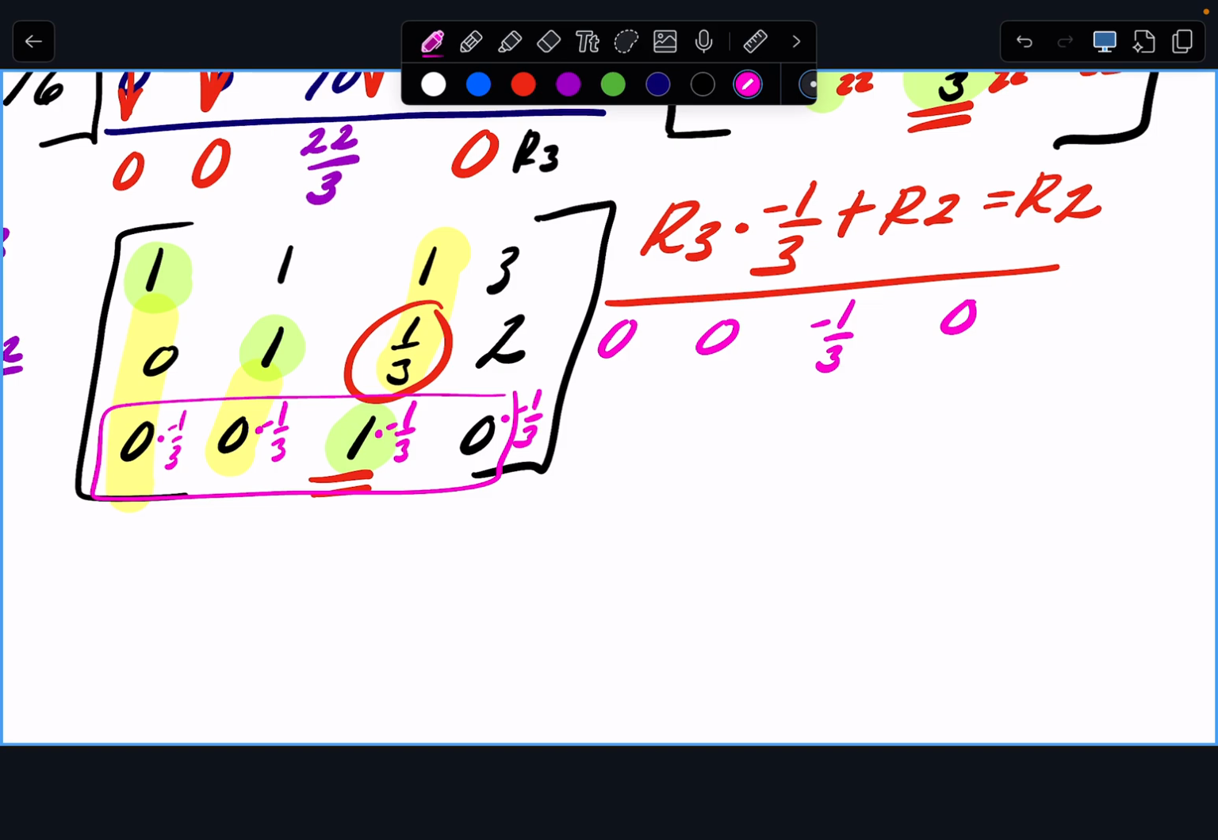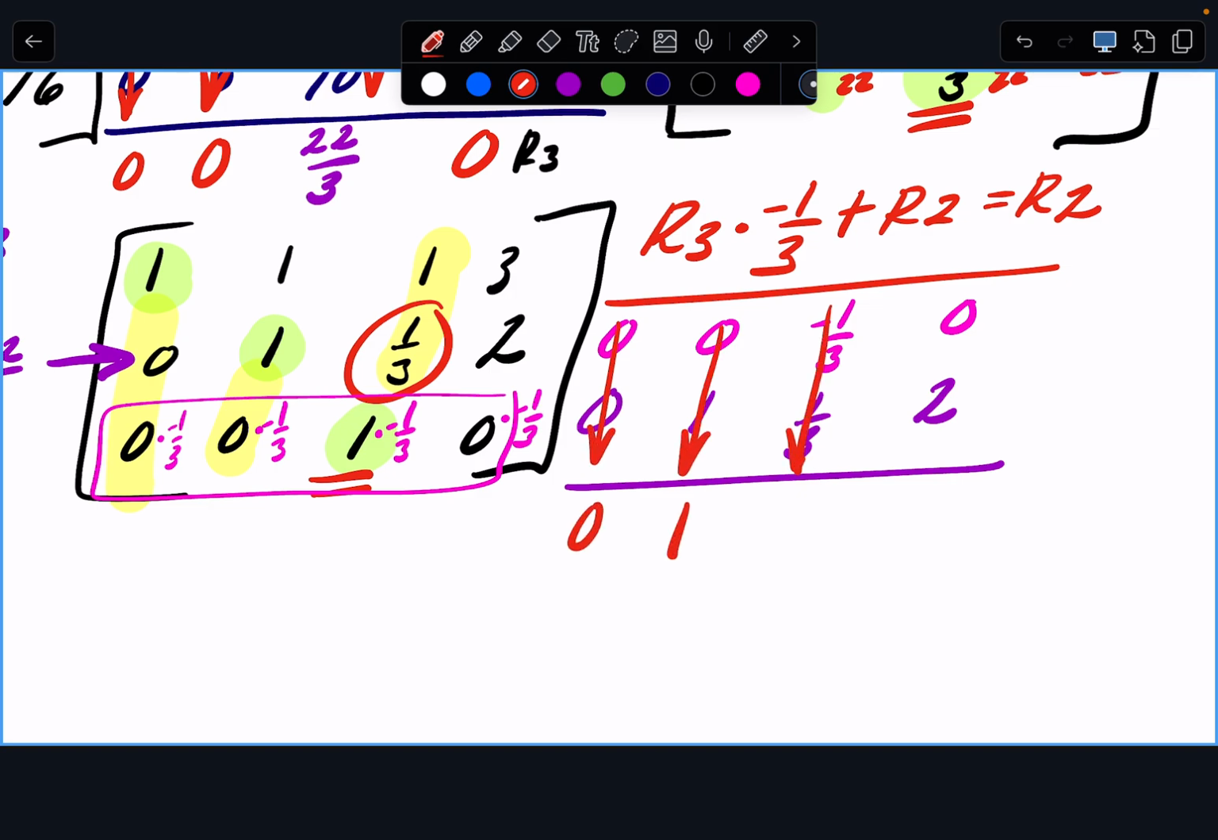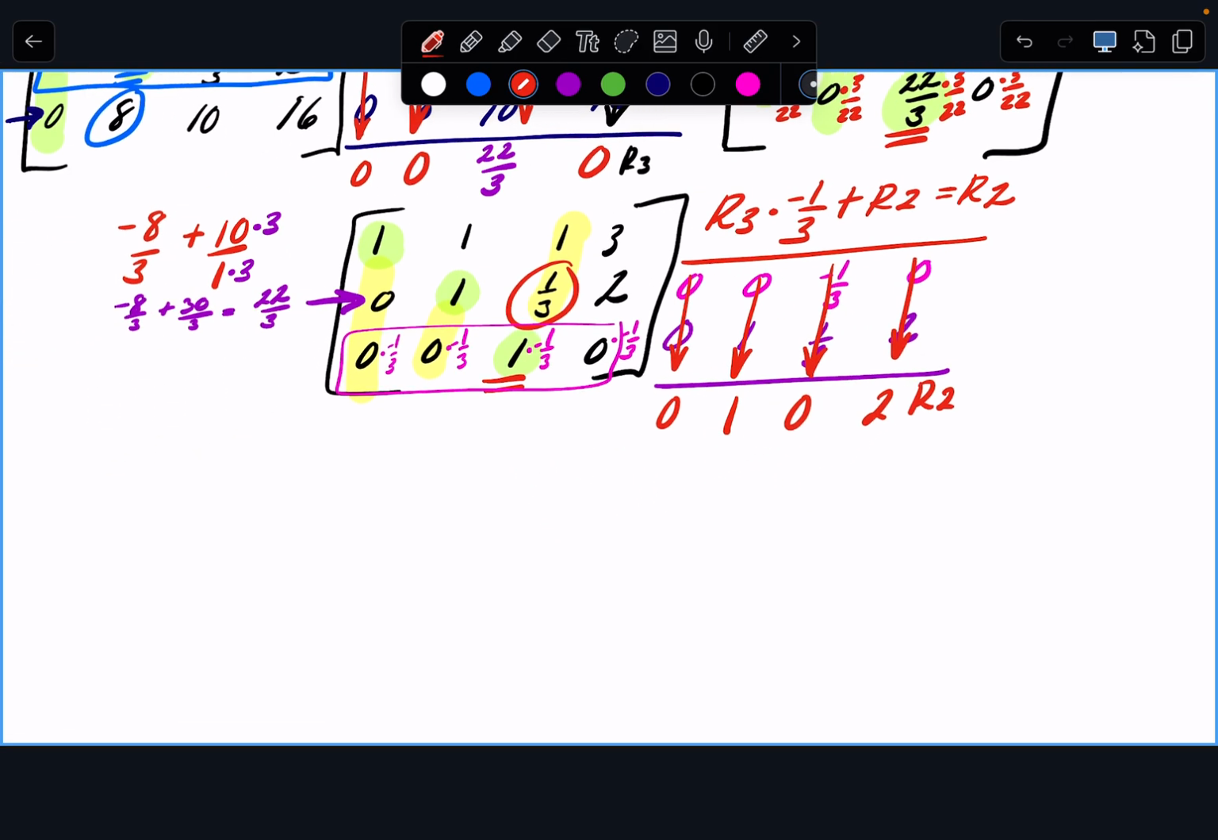Write down current row 2 as it currently is. I'm pointing a purple arrow at it. Currently, it's 0, 1, 1/3, 2. Now we're going to add straight down. 0 plus 0 is 0. 1 plus 0 is 1. Isn't that now 0? 0 plus 2 is 2, and that's my new row 2. Okay, let's write it in.